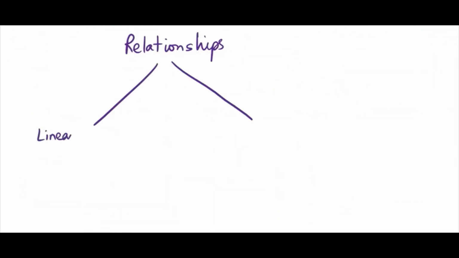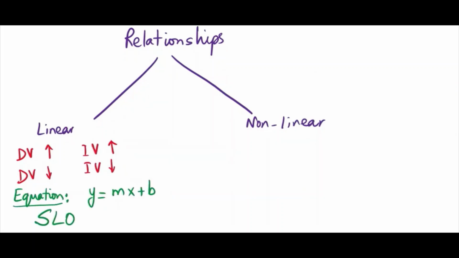So let's talk about that. There are two types of relationships in physical quantities. One can be linear and one can be non-linear. What do I mean? If the dependent variable is increasing and the independent variable is also increasing, or vice versa, then it's called a linear relationship. And the equation, you've already seen this before, and the slope, we'll talk more in detail about the slope, rise over run.